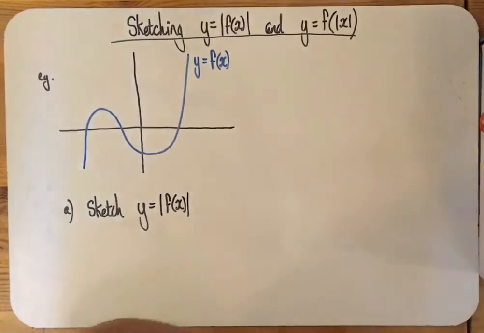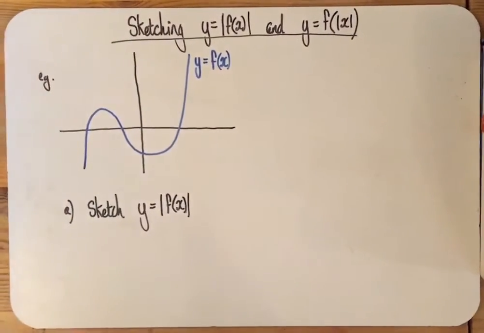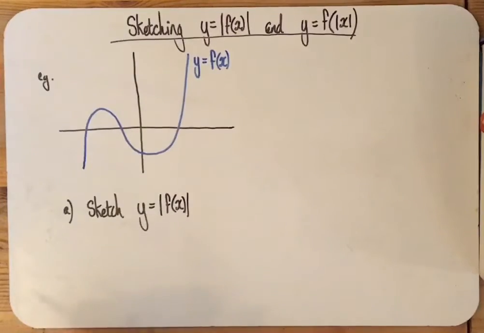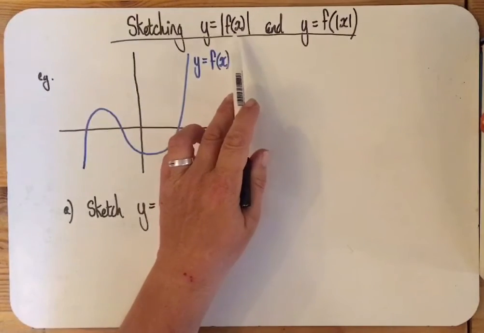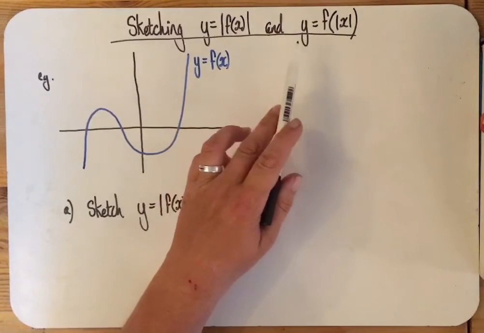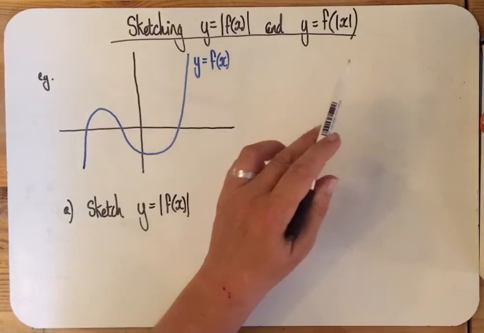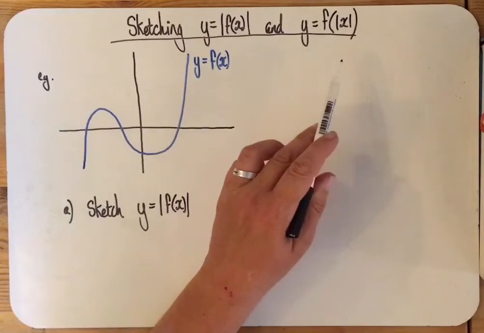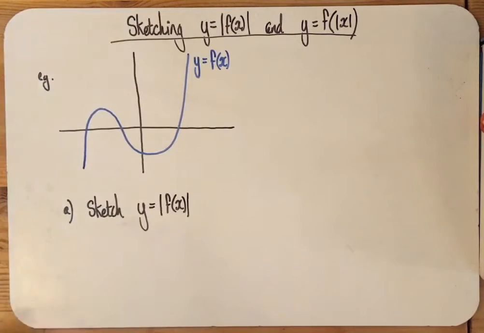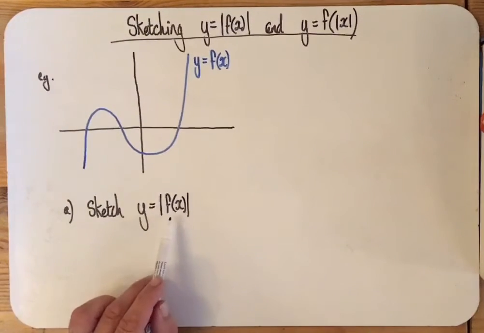Okay, a little bit more sketching. So this is the end of the stuff in the modulus function. You need to be able to sketch y equals the modulus of f of x and y equals f of the modulus of x. I'll just go over one example of each, which I think will be enough. So sketching y equals the modulus of f of x.